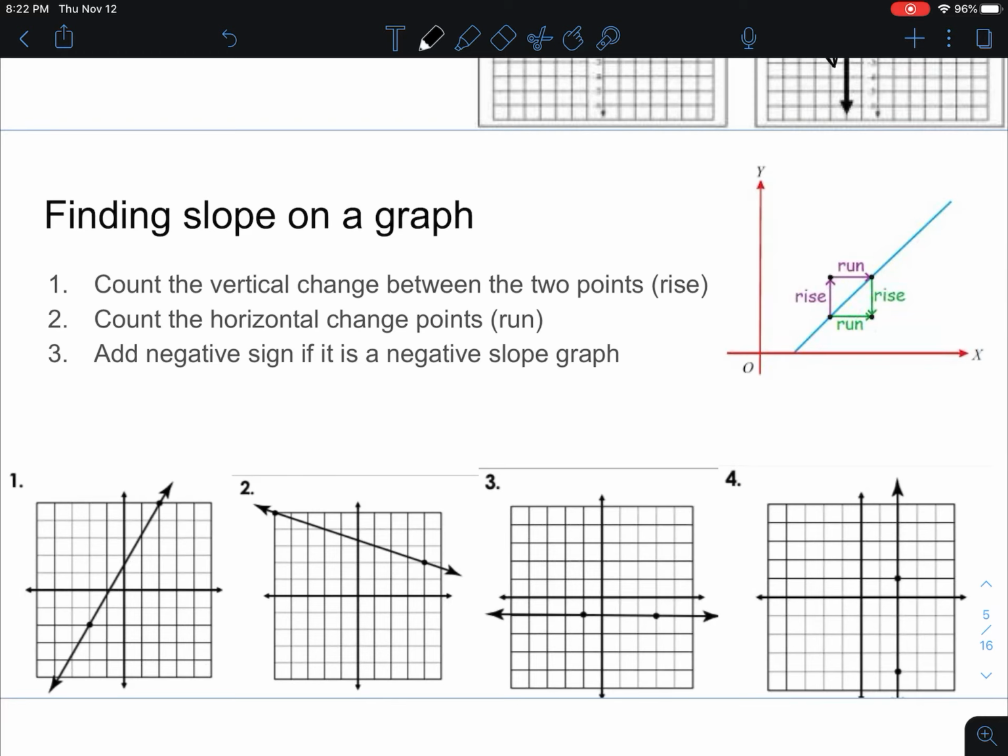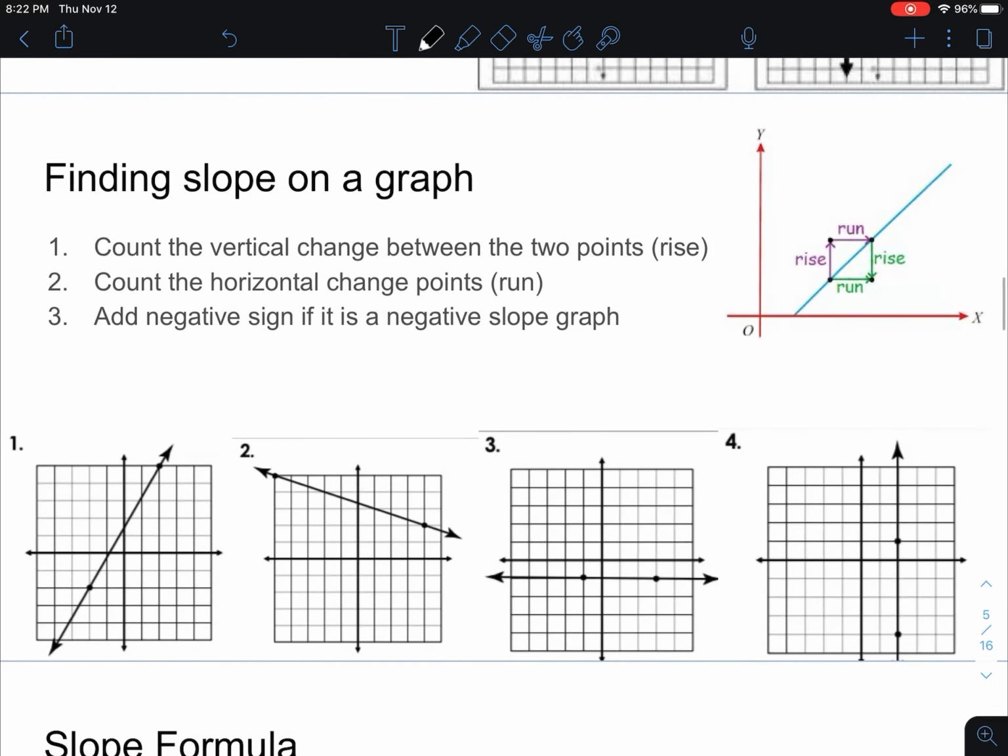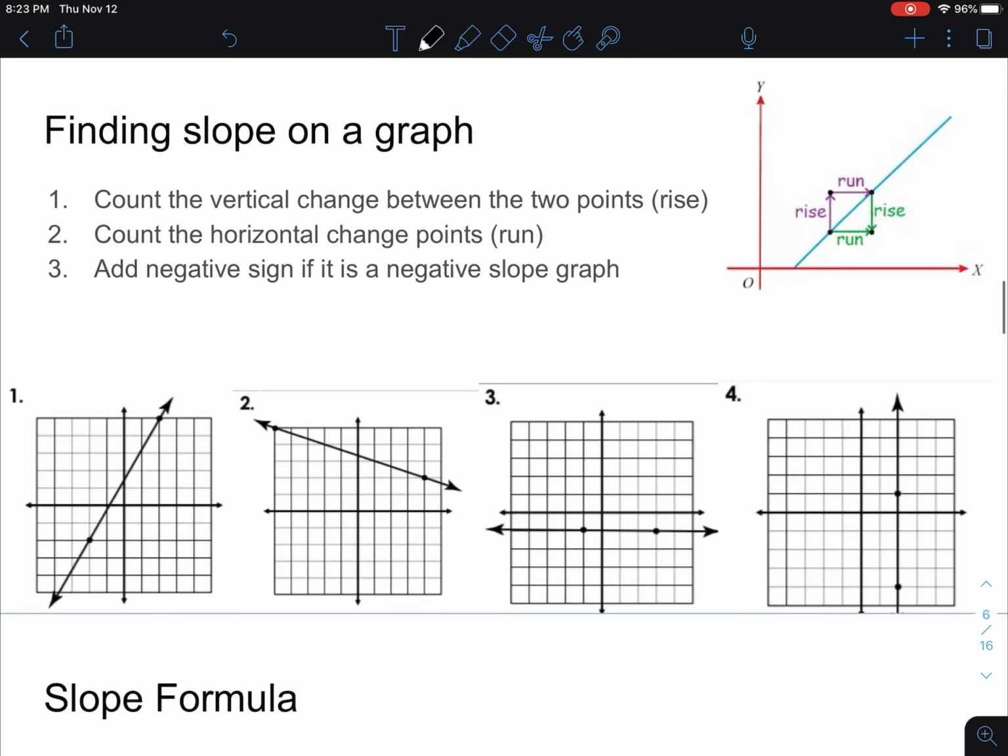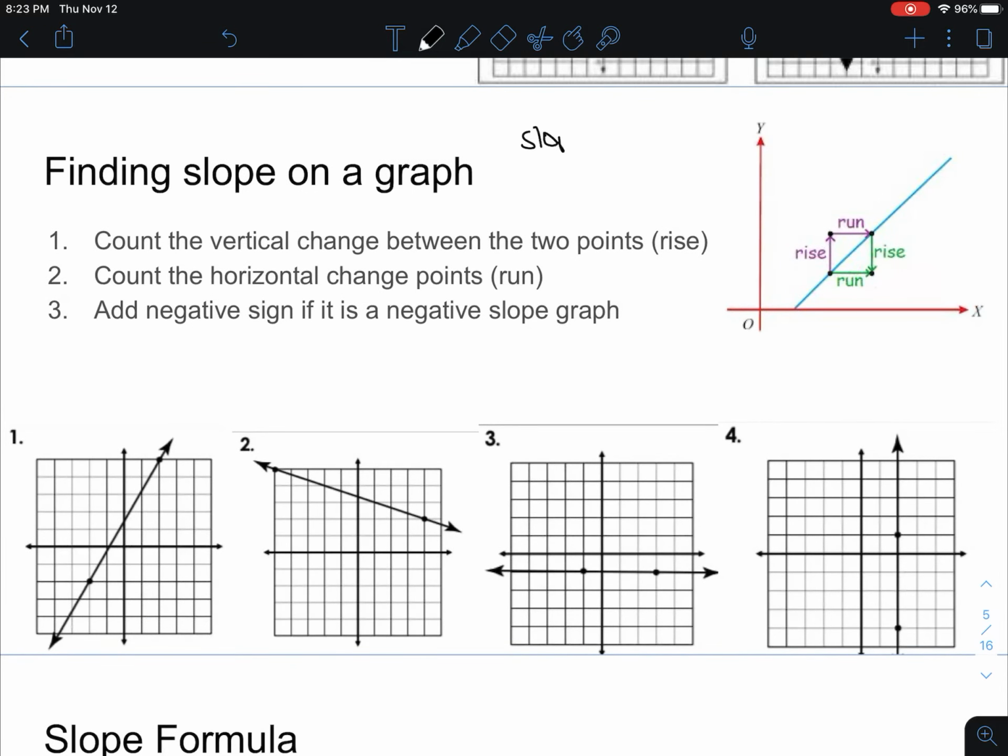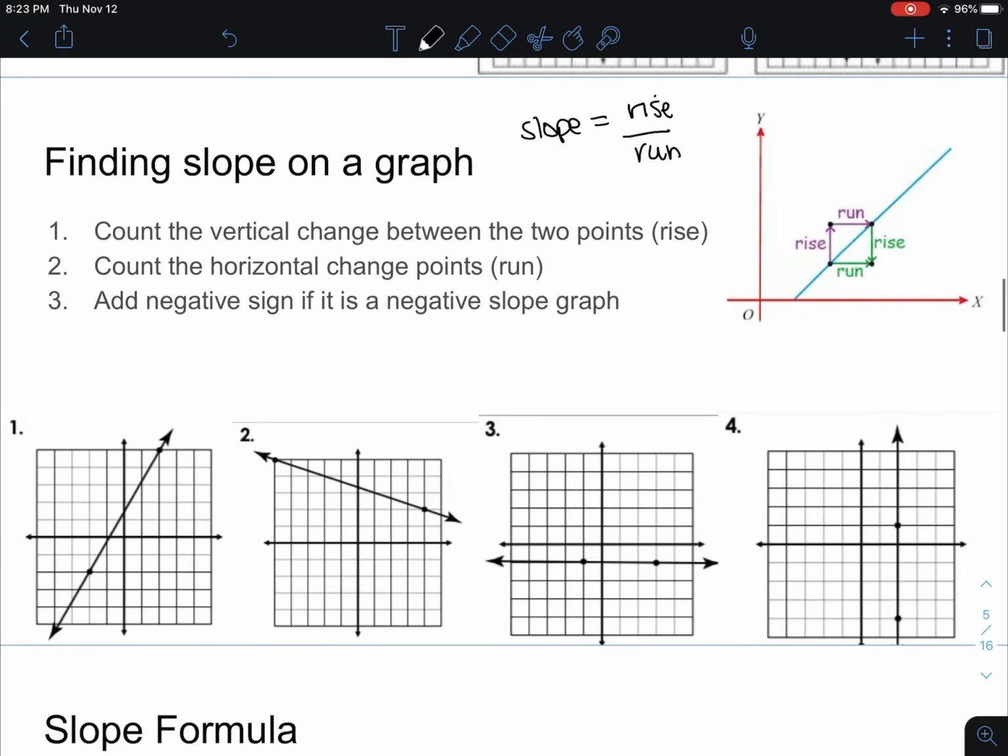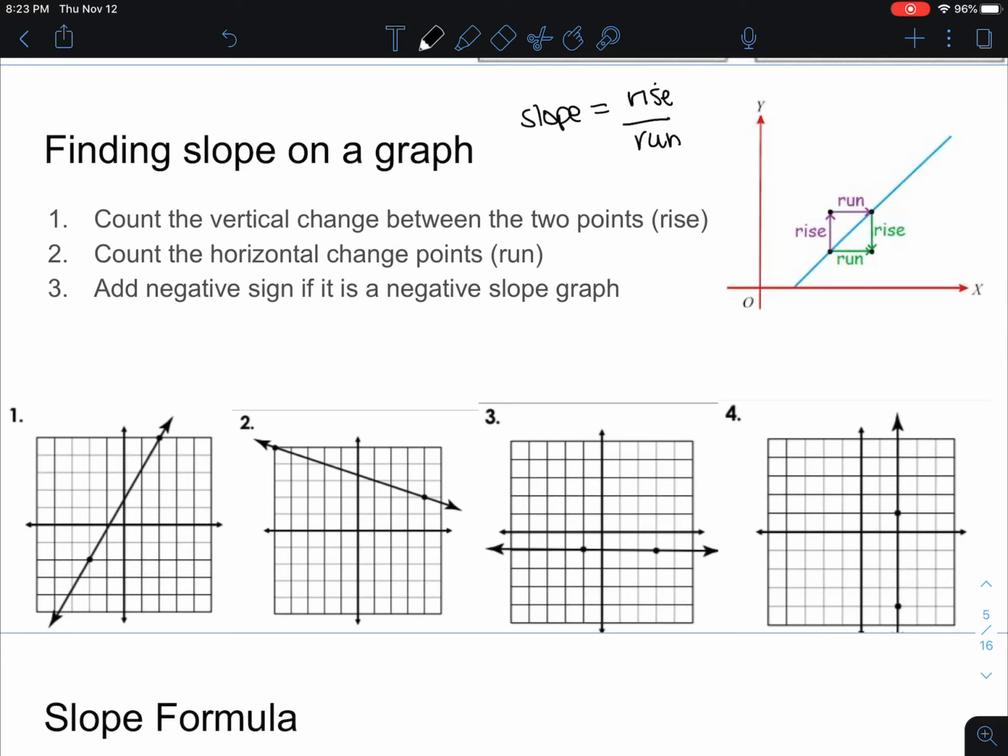So to find slope on a graph, you're going to count the vertical change between the 2 points. That is your rise. So we know that slope is equal to rise over run. So the vertical change is the rise, and you put that over the horizontal change, which is the run. If it is a negative slope, so if it's going down from left to right, that means it's a negative slope. Then you're going to put a negative sign indicating that's a negative slope. So we're going to do these 4 examples that are on your notes.